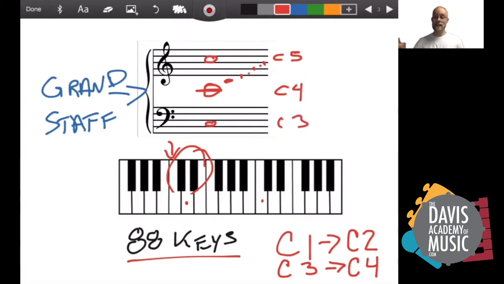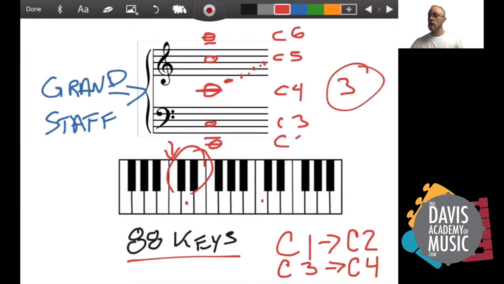So there's a total of 8 C's on the keyboard, but on the grand staff, there's only a total of 3 C's. So you may be wondering, well, how do we get to the other C's on the staff? Well, I'm glad you asked. Oftentimes we'll use ledger lines to go above the normal staff, and that will give us C6. And then if we go 2 ledger lines below, that'll give us C2. Now, that's only 5 of the C's. So in order to get to C7 or C8 or even down to C1, we have to continue to create ledger lines.